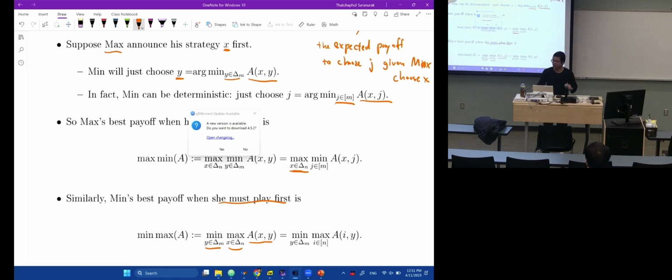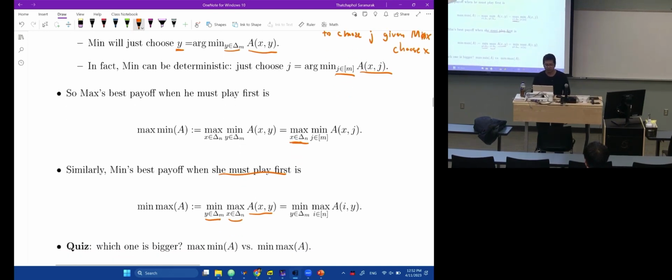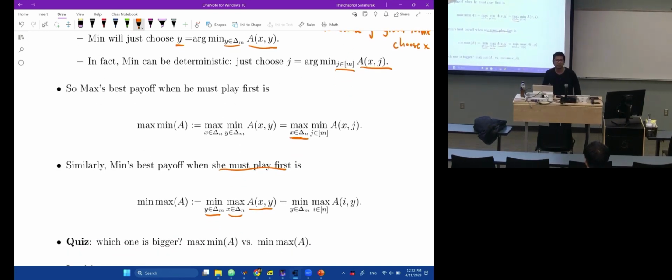Okay, so that's max min: the best payoff of Max if he announces first. Min max is the best payoff of Min when she announces first. So let me ask you this question. Which one is bigger?